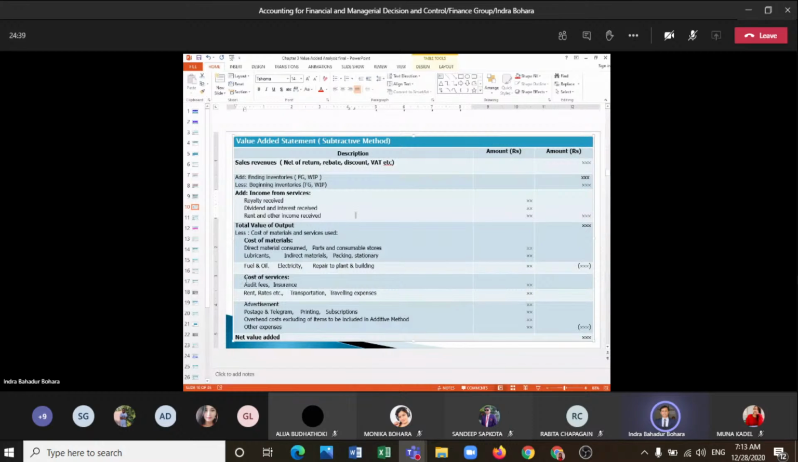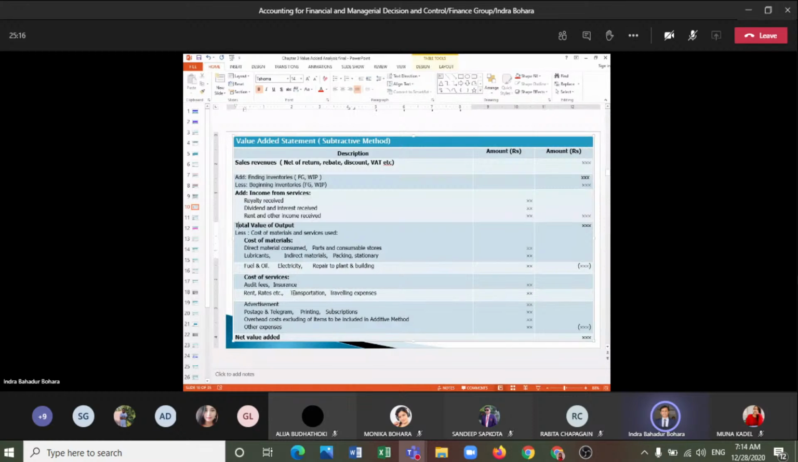And previous year output or previous year stock is excluded, and current year stock is the current year output. Therefore sales is also the current year output. When you exclude the sales of beginning inventories, then the remaining is the current year output. So this is total value of output. In this way, to sales we add the ending inventory of finished goods and WIP if given, and deduct the beginning inventory of finished goods and WIP. Then after that we add some incomes. After that we get the total value of output.